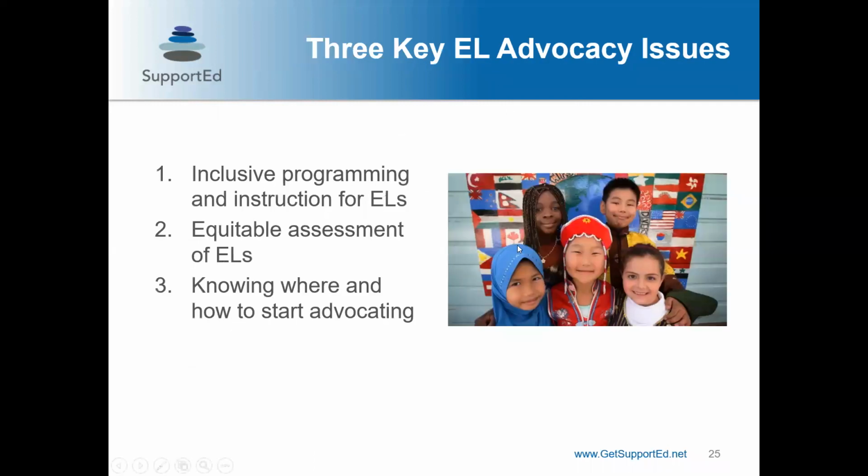So next, I'd like to highlight just three key advocacy issues that I see in the work I do with school districts and teachers of ELs. So the first, which also correlates to how you responded to the poll, which is nice, is inclusive programming and instruction for ELs. So I'll share a little bit about that next. And the second is equitable assessment of ELs, especially this time of year we see that. And the third area is knowing where and how to start advocating.